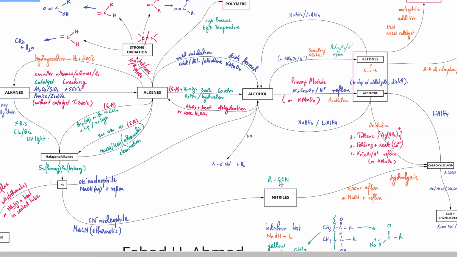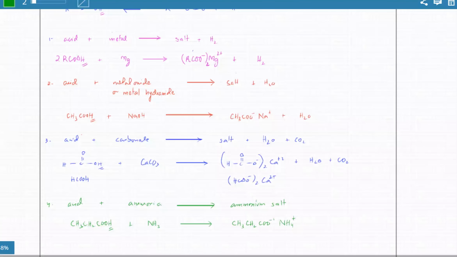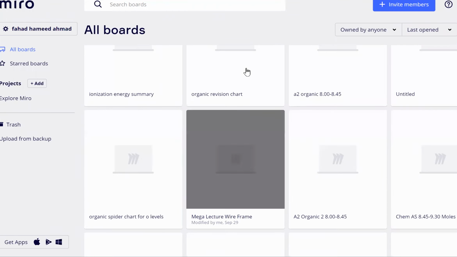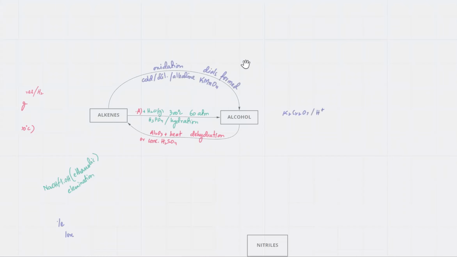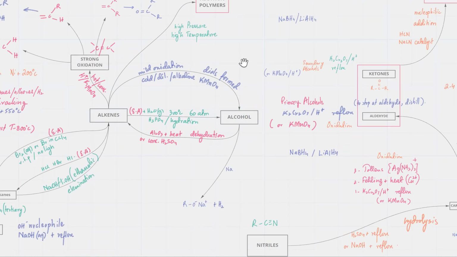Where's, let me open the latest one. This one is probably an old one. Just a second. So this is the original board. Now let it load.